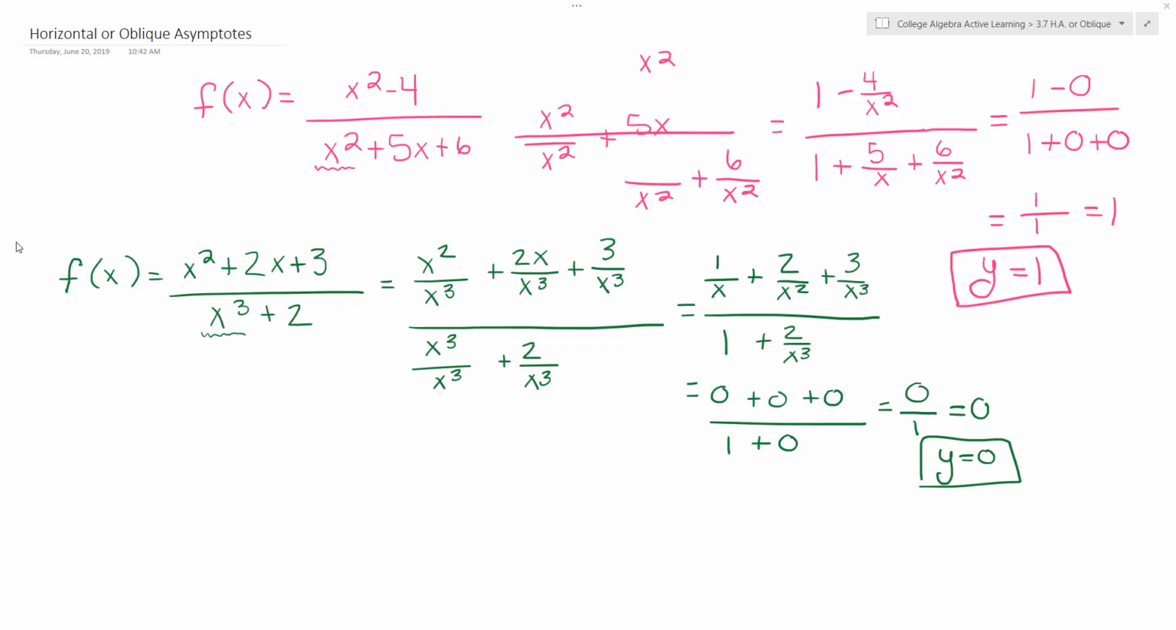We're going to go ahead and take a look at one final example. We're going to look at the function f of x equals x squared plus 1 divided by x.